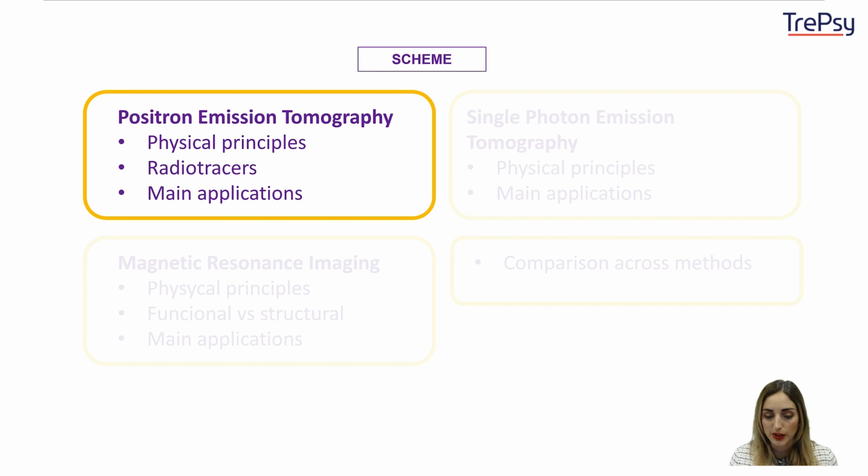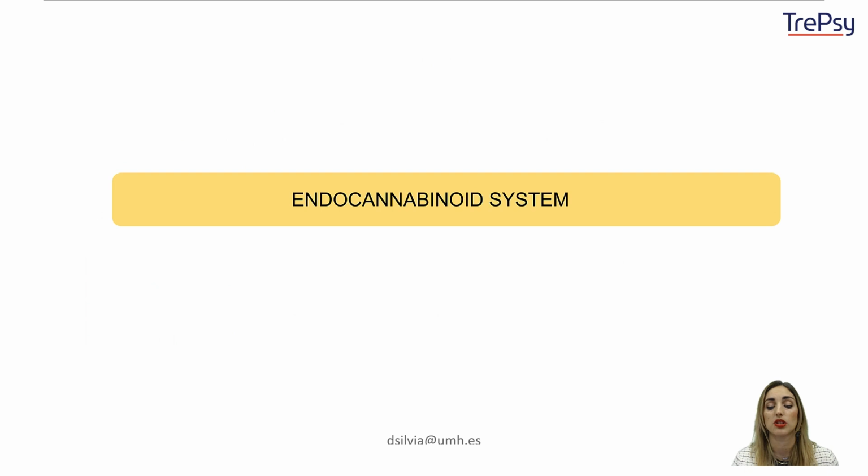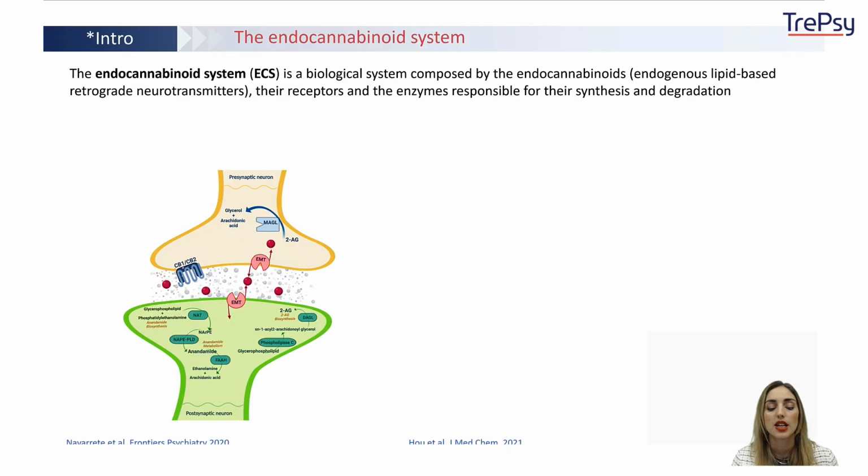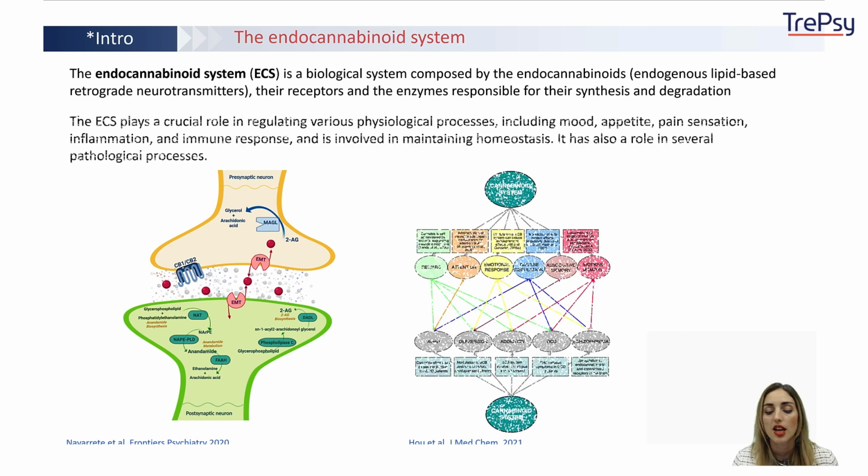Okay, so let's start with the first part of the class. I'm going to talk about the PET, positron emission tomography, but first of all, a very, very brief introduction on the endocannabinoid system. The endocannabinoid system is a biological system composed of the endocannabinoids, which are endogenous lipid-based retrograde neurotransmitters, their receptors, and their enzymes, which are responsible for the synthesis and degradation of the endocannabinoids. This is a scheme of all the molecular targets involved in the system.